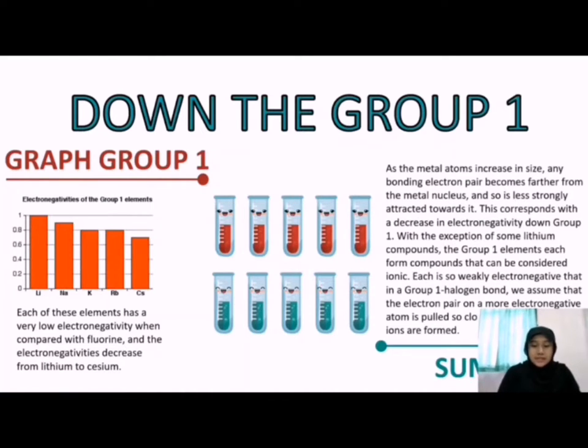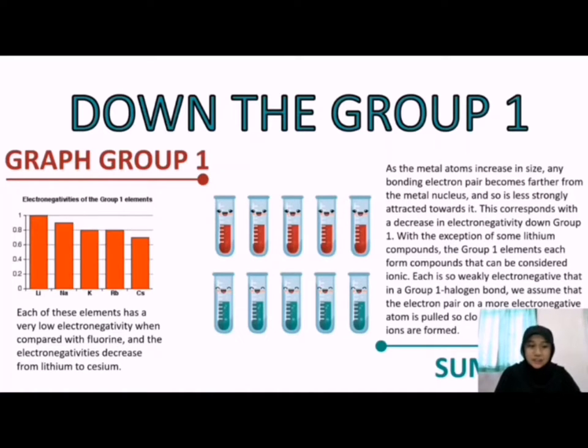For a small summary of this slide, as the metal atoms increase in size, any bonding electron pair becomes farther from the metal nucleus and so is less strongly attracted towards it. This corresponds with a decrease in electronegativity down group 1. With the exception of some lithium compounds, the group 1 elements each form compounds that can be considered ionic.